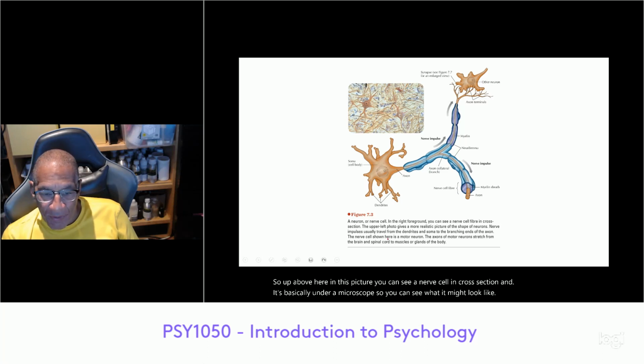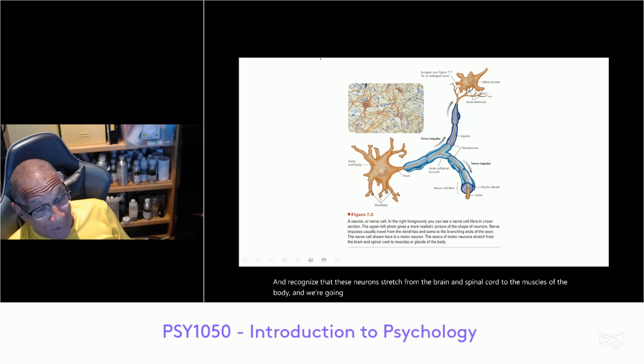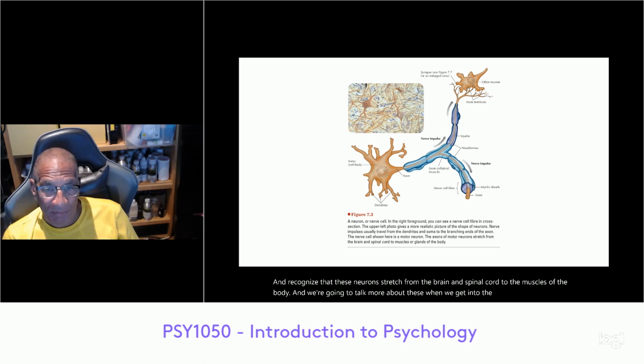The nerves travel from the dendrites, as I mentioned, to the soma, which is the cell body, and then to the other end of the axon, right? So this is a motor neuron that's shown, and recognize that these neurons stretch from the brain and spinal cord to the muscles of the body. And we're going to talk more about these when we get into the reflex arc.